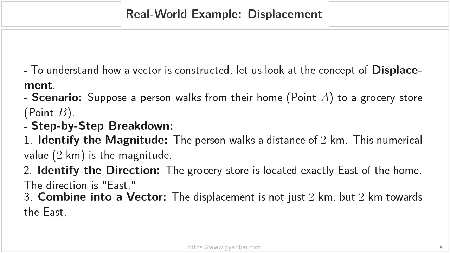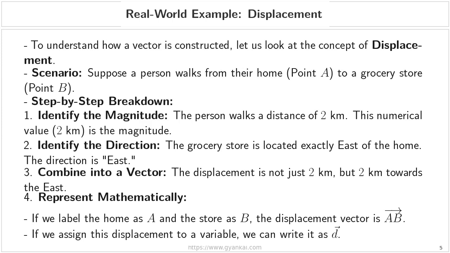Third, we combine these two pieces of information. To have a complete description, we don't just say the person walked 2 kilometers, we say the displacement is 2 kilometers towards the east. By adding that direction, we have officially moved from a scalar quantity to a vector quantity.